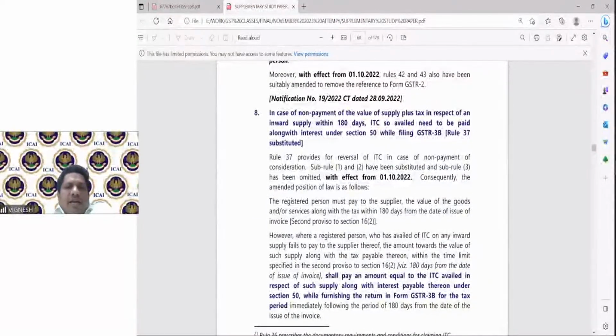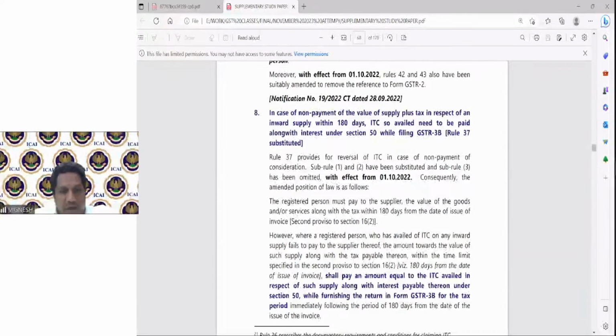Then, in case of non-payment of the value of supply plus tax in case of inward supply within 180 days, the ITC availed needs to be paid along with interest under section 50 while filing GSTR 3B. There is a rule which has been substituted here. As we saw, the registered person should pay to the supplier the value of the goods within 180 days from the date of issue of the invoice. Wherever the registered person has availed the input tax credit, he must pay the supplier the amount along with the tax. The time limit is 180 days from the date of issue.